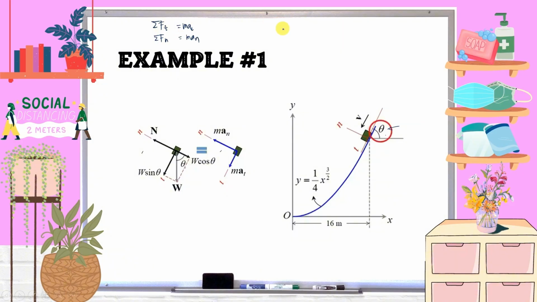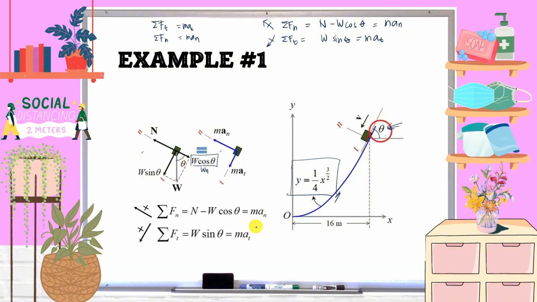So let's have first the representation along the normal axis. Since we have here the incline, let's say inclined upward to the left as positive, we will have the summation of force along normal. What are the forces along normal? So we have the normal force, and you notice that W sub n is to the right, so that would be negative W cosine theta, which is equal to mass times acceleration along normal. And for the summation of force along tangential, inclined downward positive, that would be W sine theta equals mass times acceleration along the tangential. So we now have steps 1 to 4.